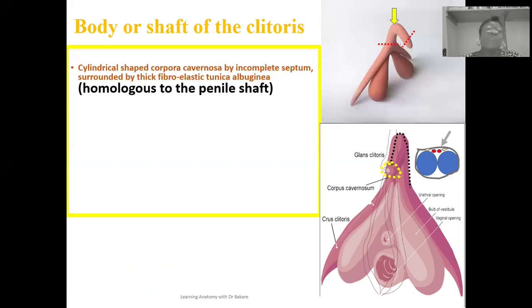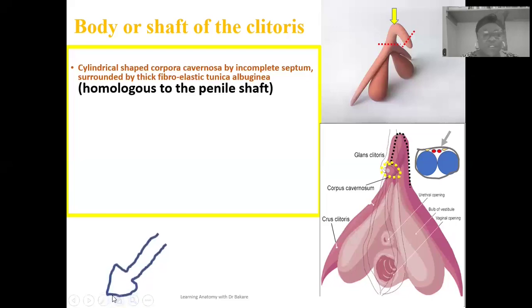penis. If we go back to our lecture on the penis, remember the penis is also made up of the glans penis, the body or the shaft, and also the root. And this is the same structural configuration that the clitoris also presents. So the body or the shaft of the clitoris also is homologous to what is presented in the body or the shaft of the penis.